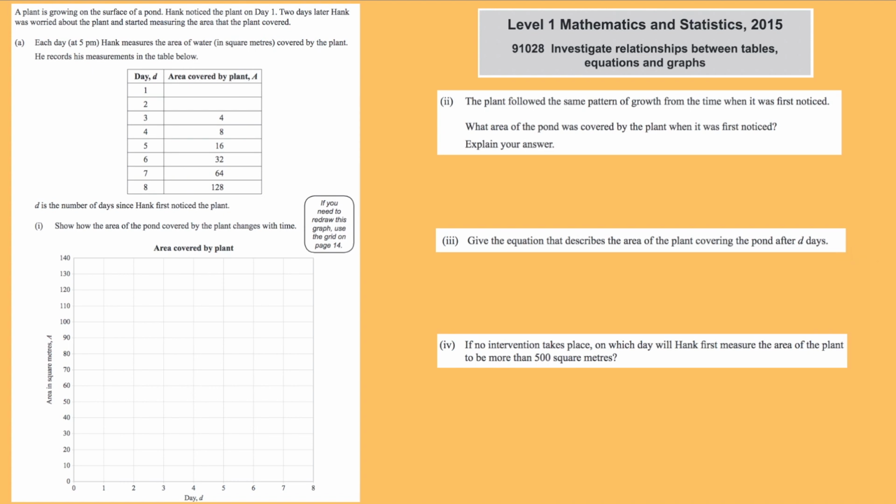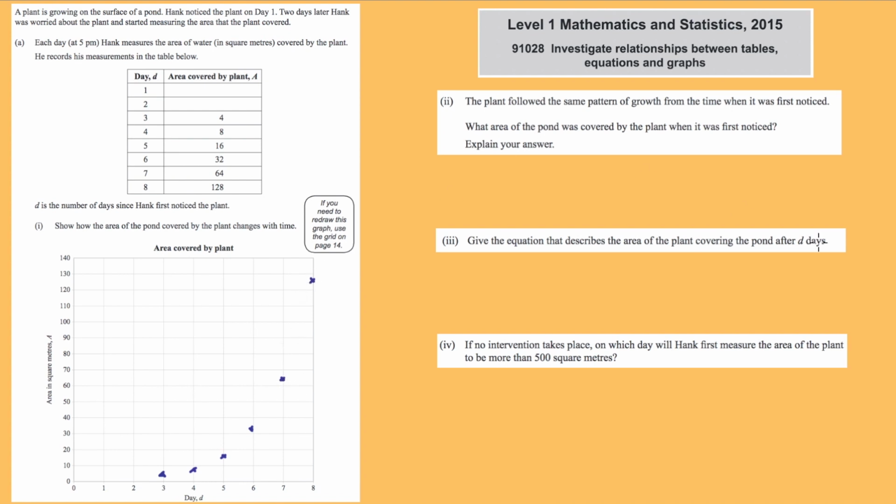These kind of questions used to be really scaffolded, like this one, but in more recent years they have been more open. The first part is really easing us in here. We just need to plot the coordinates. While Hank measures only once a day, I'm sure the plants grow more or less continually, so it doesn't really matter whether we want to draw in the curve or not.